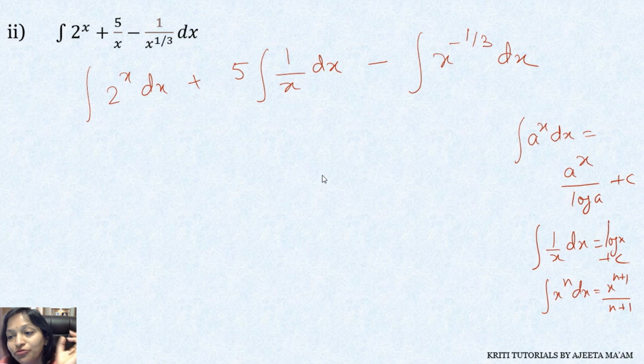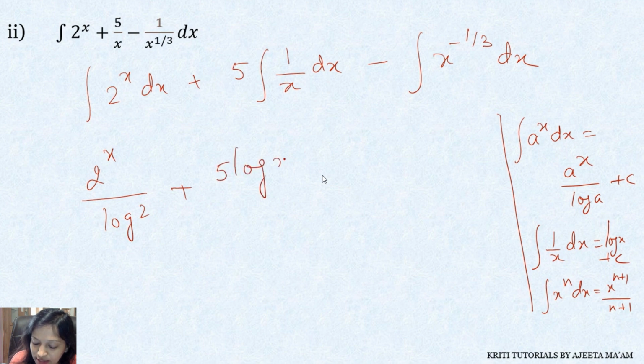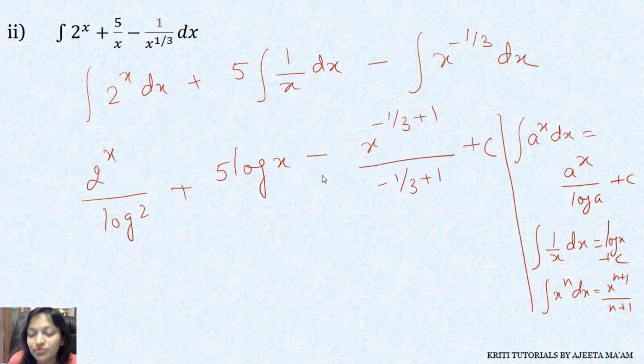So we are going to have three integrals and three formulae, but it is just simply formula based. The basic question of 1 mark. So here what will you get? 2 raised to x upon log 2. And here what will you get? 5 log x. And here what will you get? x raised to minus 1 by 3 plus 1 upon minus 1 by 3 plus 1. And the constant will be a single constant C1 plus C2 plus C3. If you take the three integrals, they all combine to give you C. So no need to write three integrals.